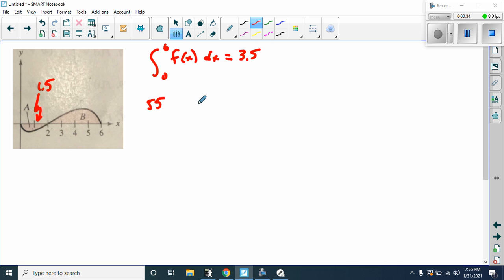Question number 55, what's the integral from 0 to 2? So the integral from 0 to 2 would be the area between that and the x-axis, which is this much here, which is the 1.5, but because it's below the x-axis, it's negative 1.5.